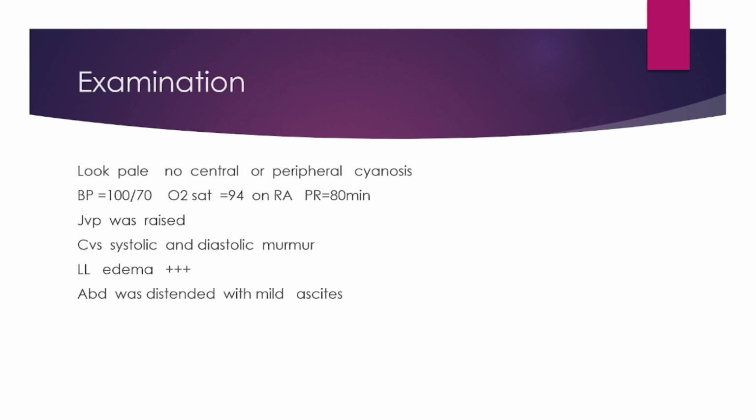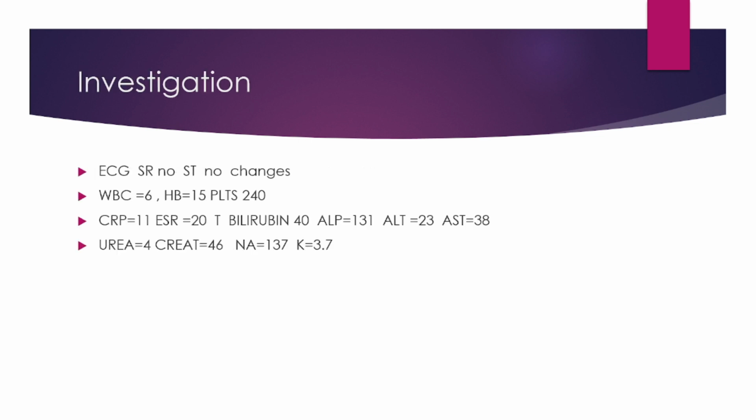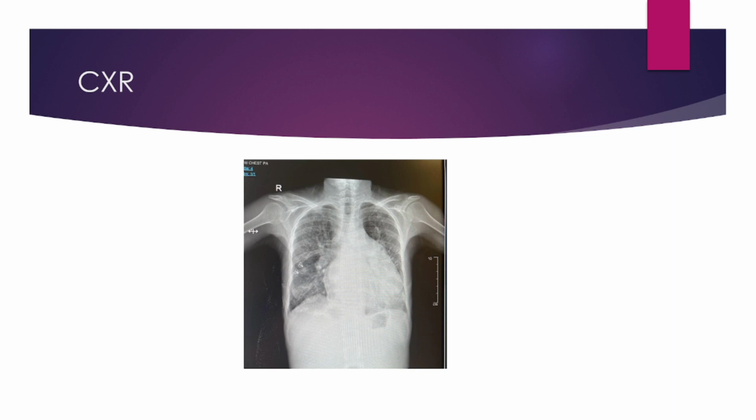On examination, she was looking pale, but not cyanotic. Her blood pressure was 100/70, saturation was normal, and heart rate was 80. JVP was raised, and cardiovascular examination showed systolic and diastolic murmur with lower limb edema. Her abdomen was distended with ascites. ECG was done for her with no specific finding. Her labs, as shown here, show mildly elevated liver enzymes, and her chest X-ray showing biventricular enlargement with congested lung and pleural effusions.